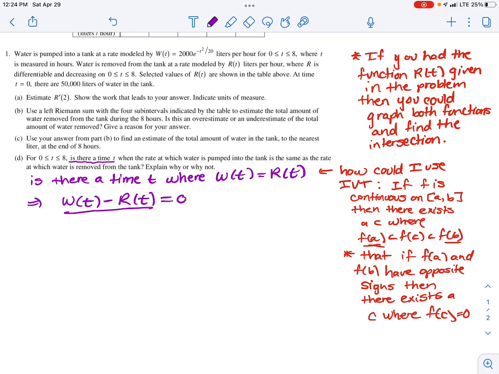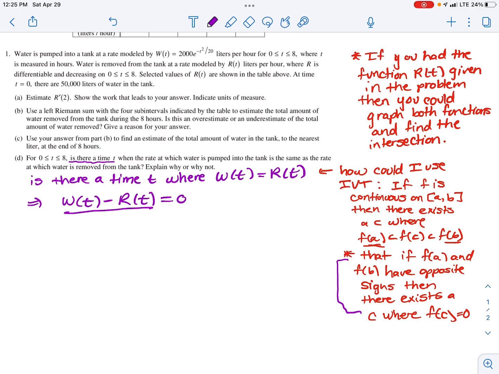If I subtract r of t from both sides, does there exist a time t where this function w minus r is equal to 0? Well, if I can use this corollary that says if w of 0 minus r of 0 and w of 8 minus r of 8 have opposite signs, then I know that there exists some value t where this is true by the IVT, right?